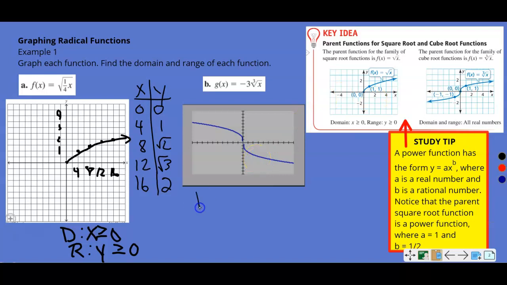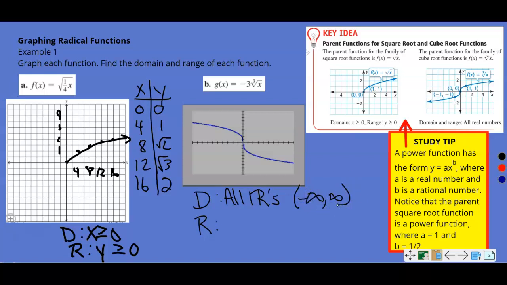It also says find the domain and range. So the domain and range. If you look, this is your x-axis and it goes continuously to the left and to the right. So that means it's going to be all real numbers. You also could write that as -infinity to infinity.